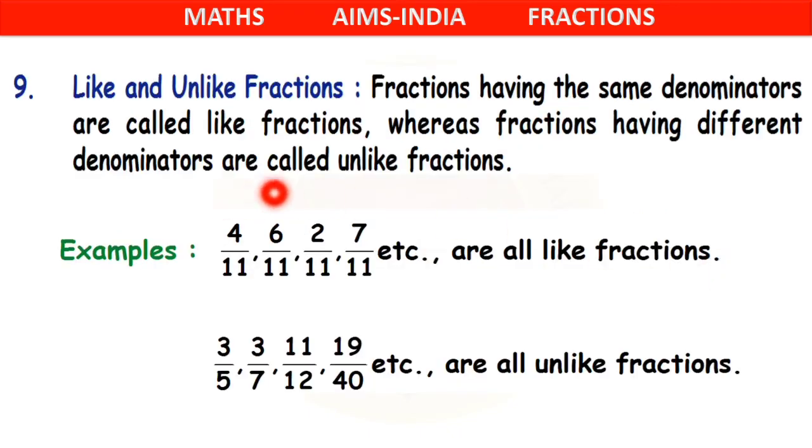Moving on to like and unlike fractions. Fractions having the same denominators are called like fractions, whereas fractions having different denominators are called unlike fractions. We can tell it by the name itself, right? Like means which are similar, which are the same to each other. Now what are they saying? How should the fractions be the same to call them like fractions? The fractions having the same denominators.